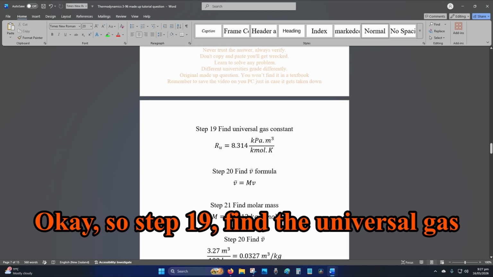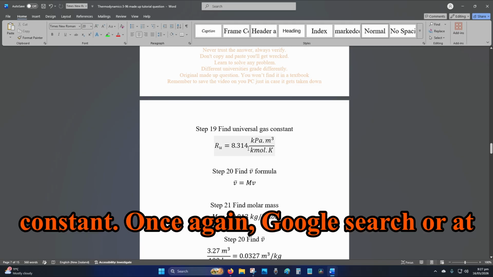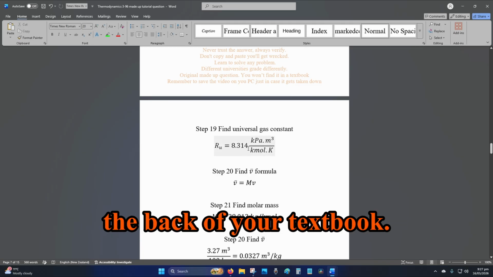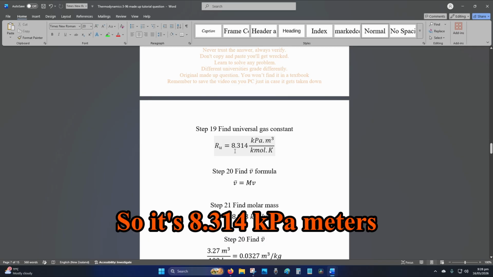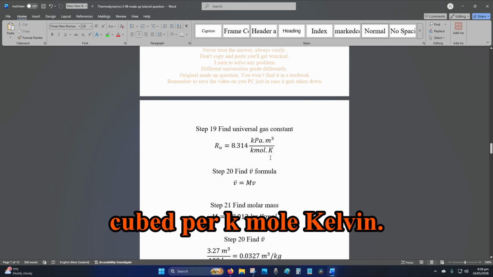Step 19, find the universal gas constant. Once again, Google search or at the back of your textbook. So it's 8.314 kPa meters cubed per k mole Kelvin.